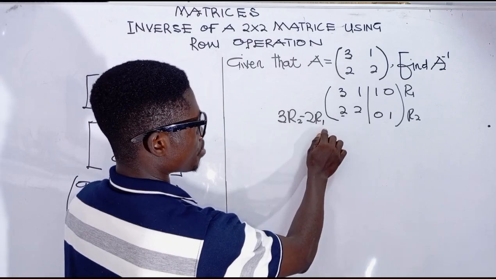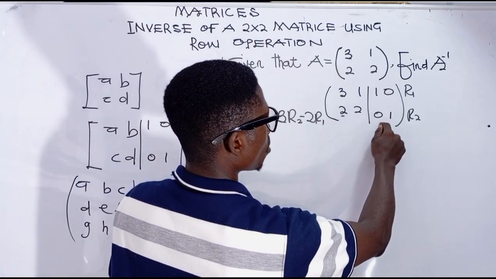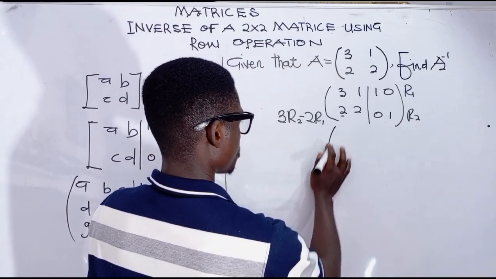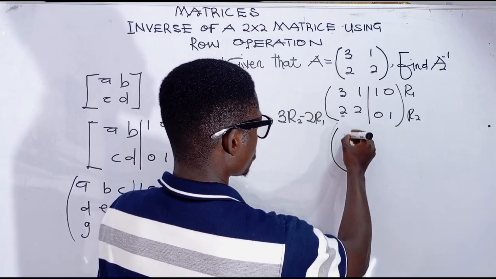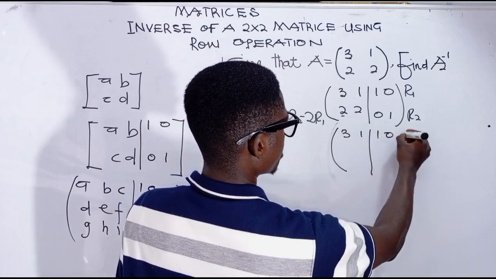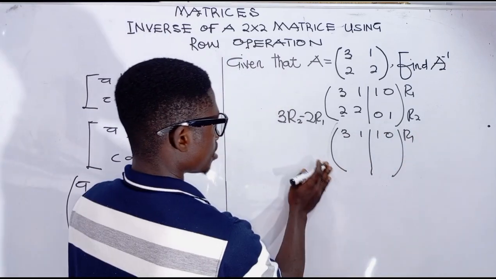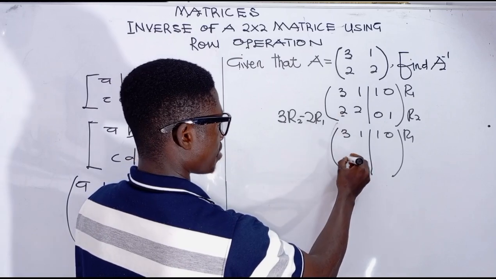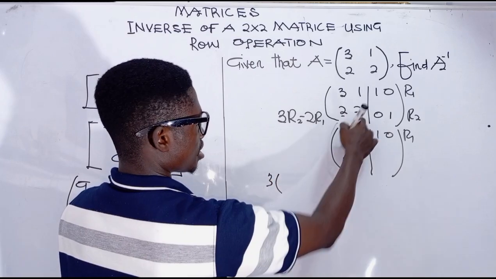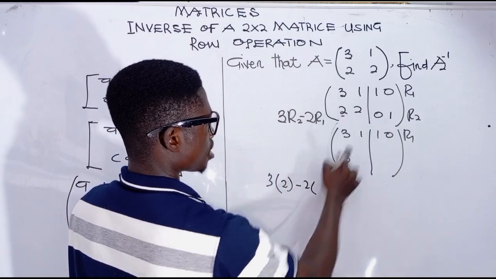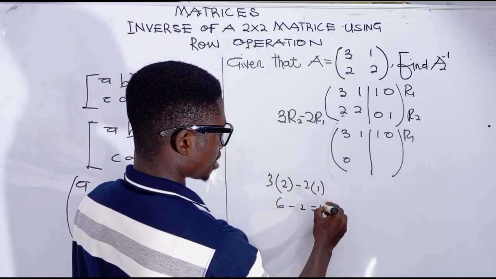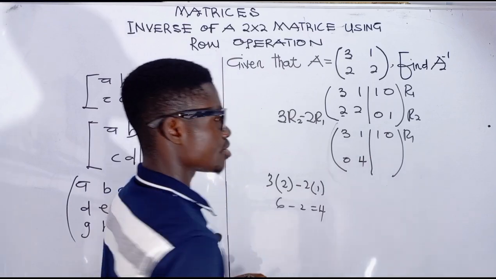Now we are going to apply this operation for all the entries on row 2. Remember, row 1 is untouched. We are going to repeat it. So after performing the operation, we know that this will give us 0. Now let's move on to this entry. We have 3 times 2 minus 2 times row 1, which is 1. So we have 6 minus 2, that gives us 4. So this entry will be 4.